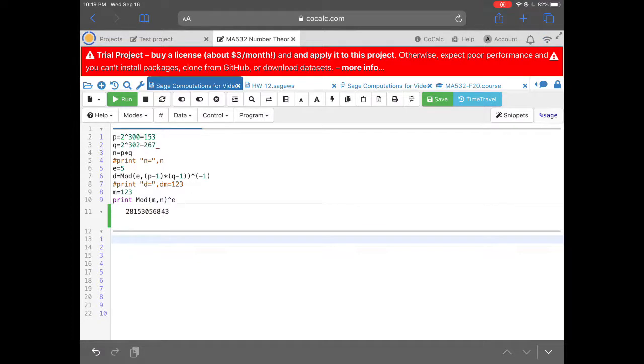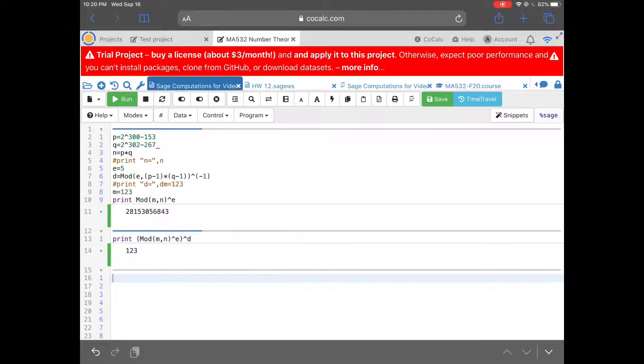Good. And so this is the 2815 number that, again, is how Michael encrypts 123. And then now what I wanted to show you is what happens when you raise that to the dth power. Remember, d is the multiplicative inverse of e. So I just want to show you print, I'll do it this way, mod m n to the e to the d. So Nikita has this 281 number. Now she's going to raise it to the dth power is what I'm saying. And what I expect it should give back is 123. And it sure does.